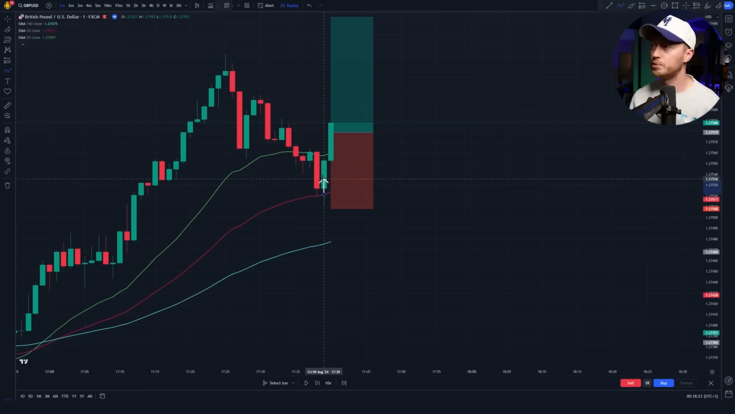Now, where do we enter the trade? We enter the trade when the price pushes up and closes above our 25 EMA. That's the green one right here. So that's my entry right there.